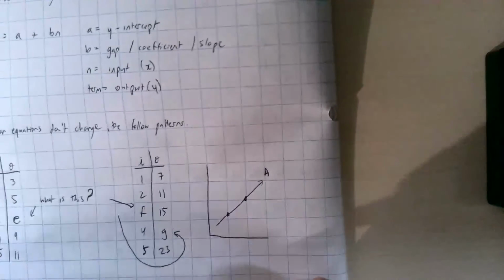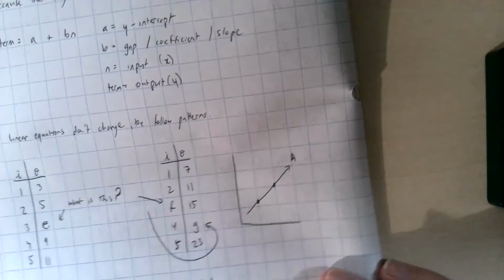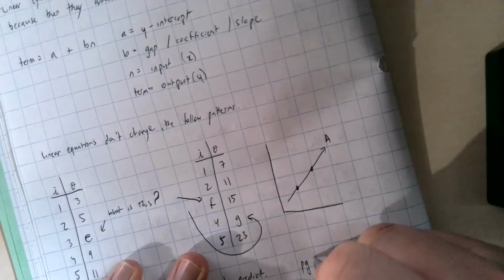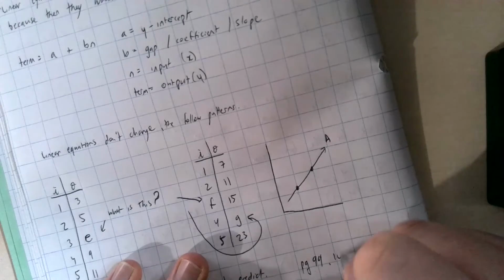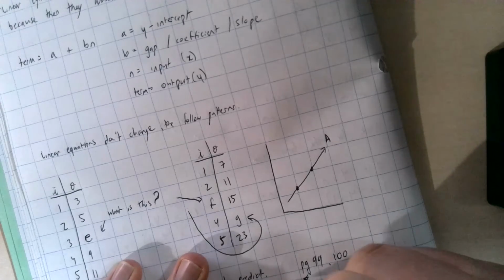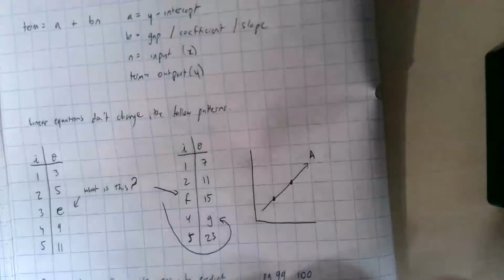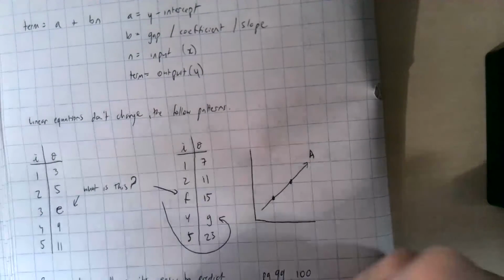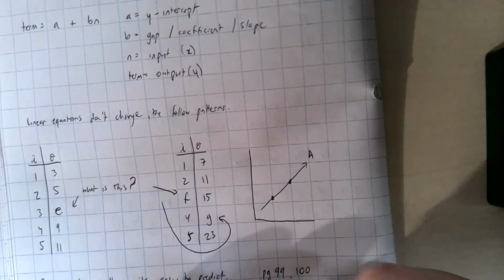All right. So we are looking on page 99 and 100. You guys are going to be doing questions numbers 1, 2, 3B.